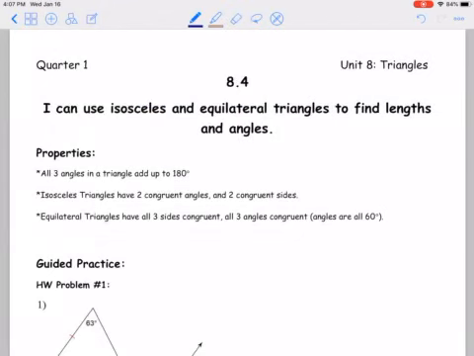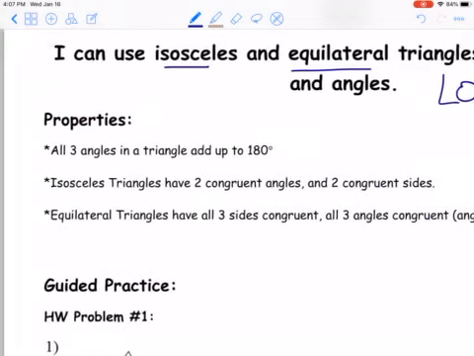Okay, 8.4. This one is kind of like a bunch of logic for this section. So I'm going to tell you some properties of isosceles and equilateral triangles so that you can find lengths and angles, but it's going to be like, oh, I know this, so fill in this. Now that I know this, fill in that. So just some key things.